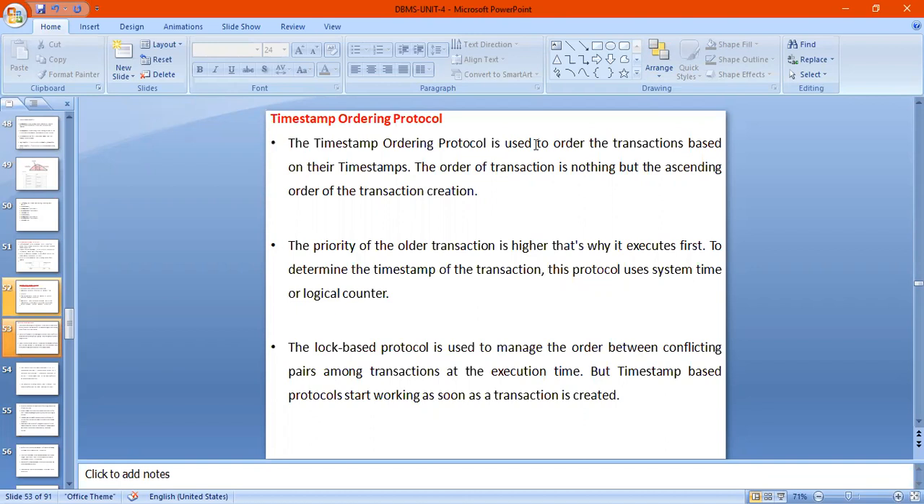To determine the timestamp of the transaction, this protocol uses system time or a logical counter. The lock-based protocol is used to manage the order between conflicting pairs among transactions at execution time. But timestamp-based protocols start working as soon as a transaction is created.